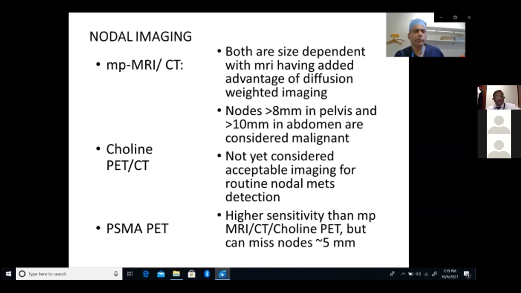So nodal imaging is performed with multiparametric MRI scan, which can show up nodes, and we also offer a CT chest, abdomen, pelvis in more aggressive cancer, where we want to see para-aortic node involvement. If the node is larger than 8 millimeters in the pelvis and greater than 10 millimeters in the abdomen, it is considered malignant. Then we do choline PET or PSMA PET scan, again with higher sensitivity than multiparametric MRI or CT scan. With PSMA PET, if the node is less than 5 millimeters, it can be missed. We can't see it if the node is not avid.